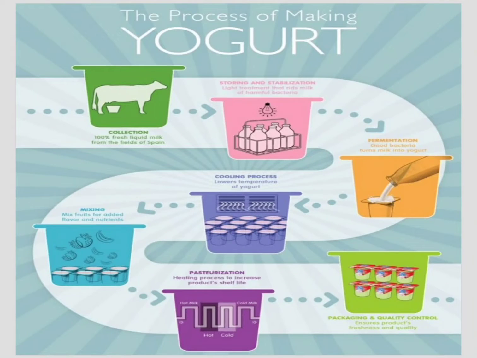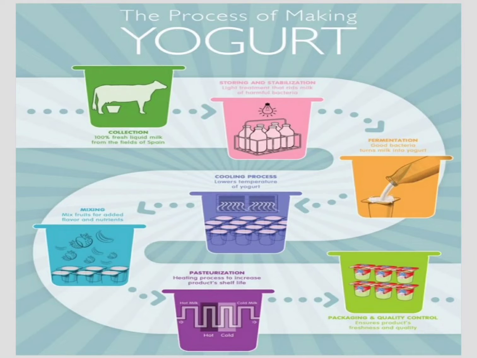Next, let us understand the process of making of yogurt. Now, the milk is collected just like it is collected for the process of making of butter. The milk is collected from various people, and 100% of the fresh liquid milk is used for the process of making of yogurt. The milk is then tested for its purity.